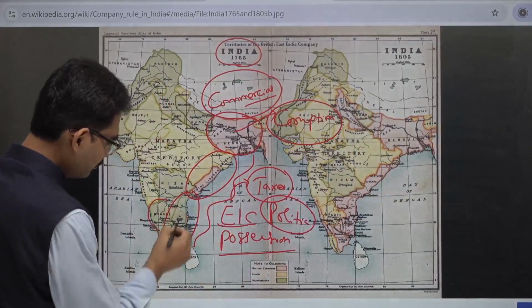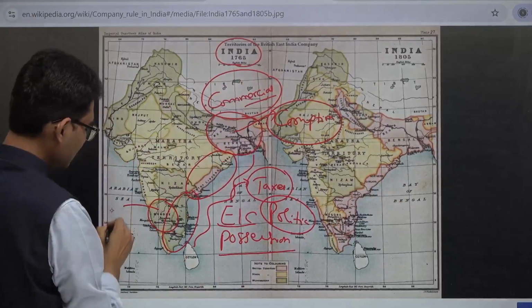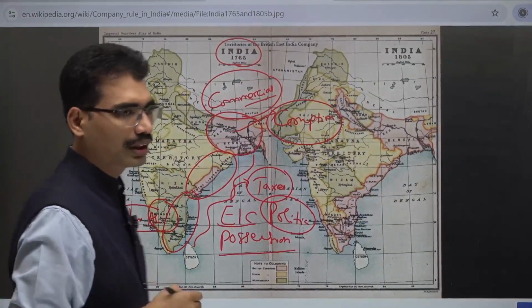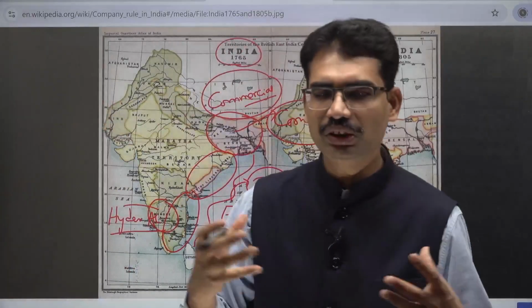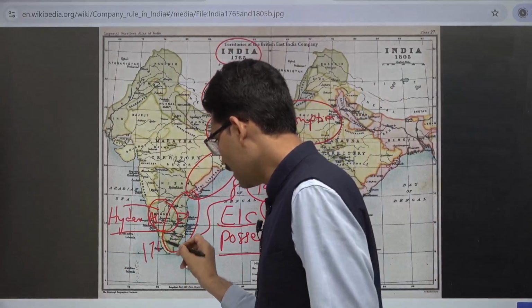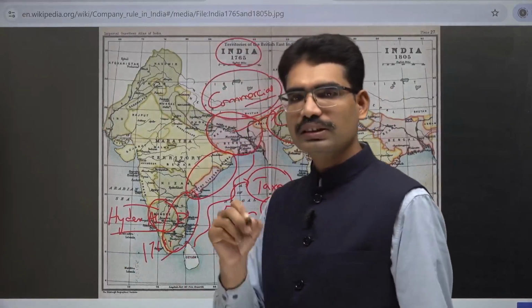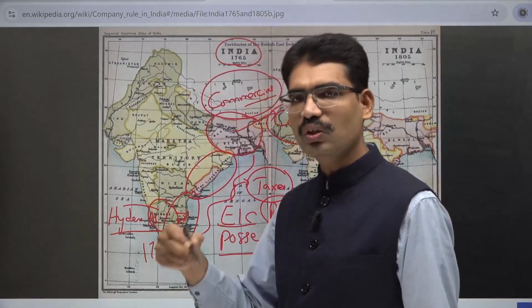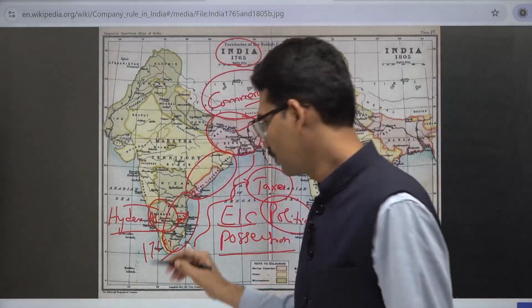Coming to this area, in the 1760s, Hyder Ali was emerging in the Mysore region. He is also an imperialist person. He also wanted to expand his empire. In the process, conflict started, and the First Anglo-Mysore War also started. Here also, conflict.